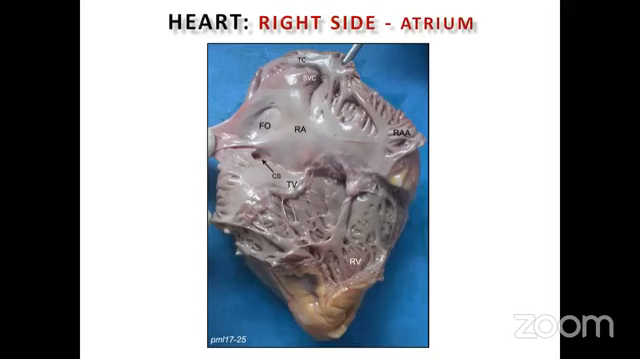The inferior caval vein and the coronary sinus may be guarded by their respective valves, namely the Eustachian and the Thebesian valve. And here we can see a flap of tissue, which is nothing but the valve of the coronary sinus, that is the Thebesian valve.